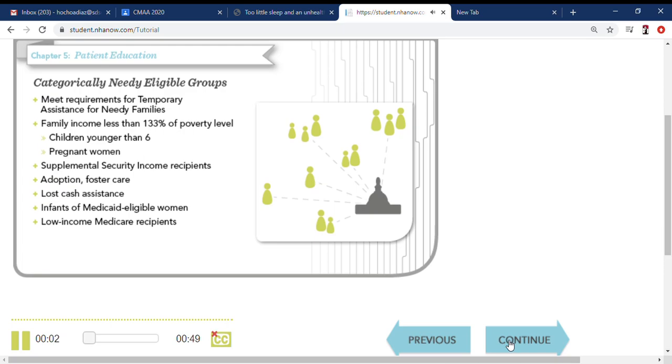However, the federal government lists the following as categorically needy eligible groups: those who meet the requirements for temporary assistance for needy families, or TANF, children below the age of 6 whose family income is at or below 133% of the federal poverty level, women who are pregnant whose family income is below 133% of the federal poverty level, supplemental security income recipients in most states, recipients of adoption or foster care assistance, individuals who lose their cash assistance due to earnings from work or increased Social Security benefits, infants born to Medicaid-eligible women, and certain low-income Medicare recipients.